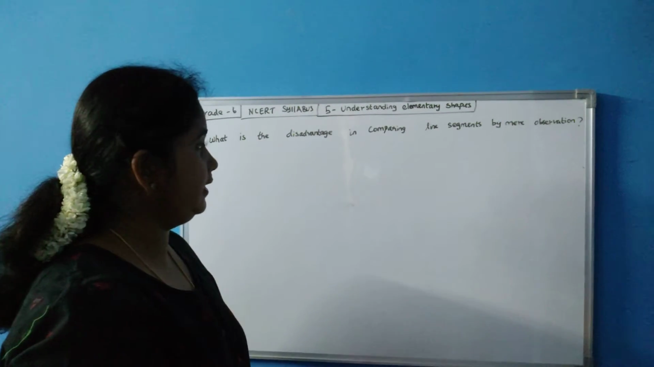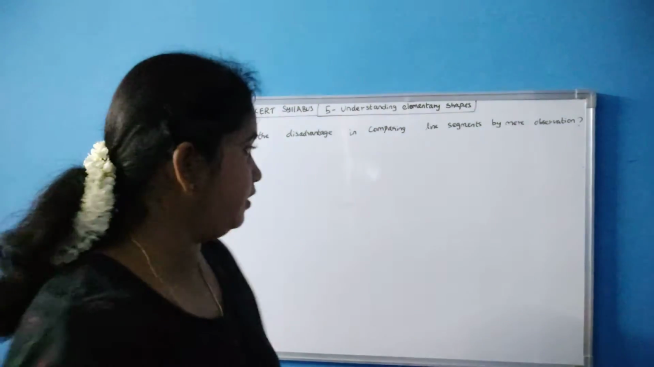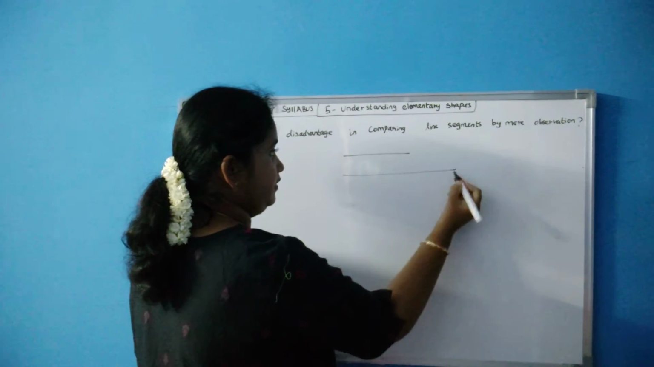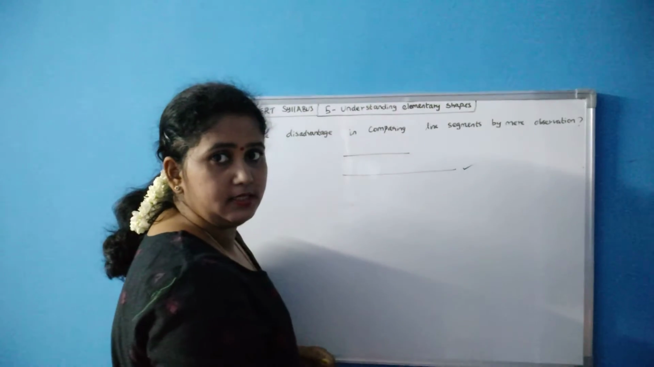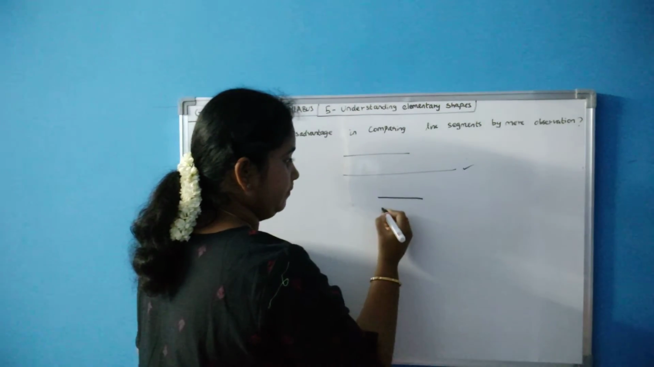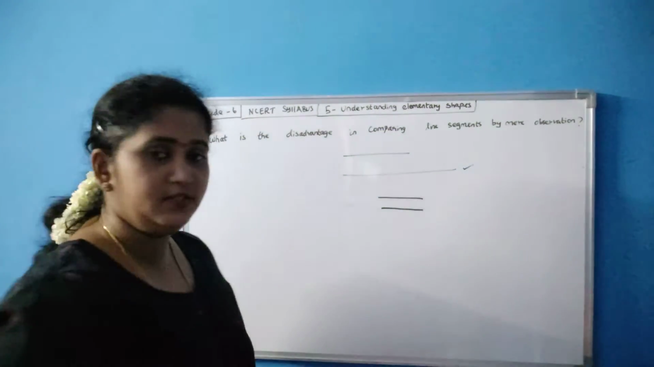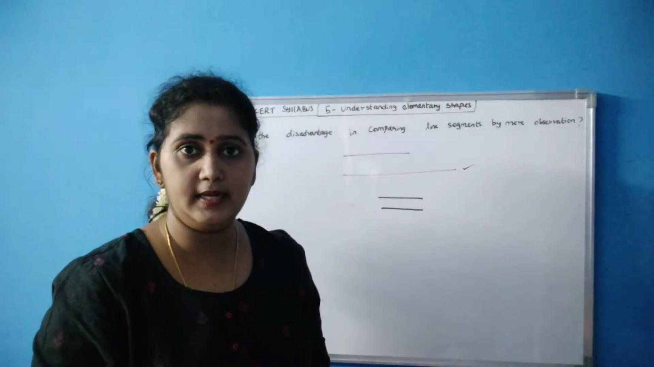What is the disadvantage in comparing line segments by mere observation? So we are comparing line segments. Okay, now say which length is larger. Of course, this line is larger, right? Now you compare. Now you are able to say which line is larger. Both are looking similar, right?